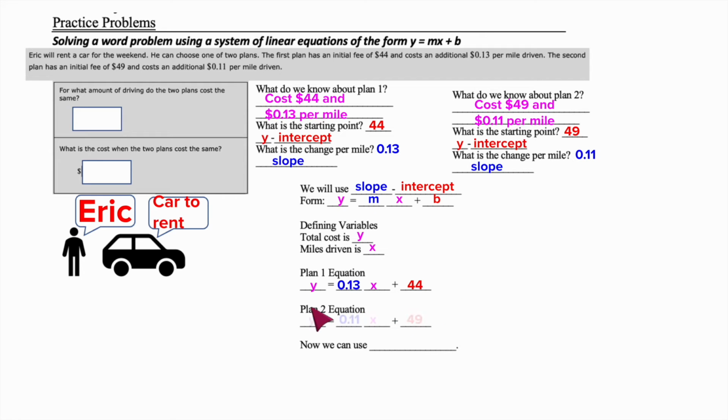All right, for the second one, now I have y equals 11 cents per mile. So I'm multiplying 11 by x, and I'm going to add the $49 initial fee because, again, that's his no matter what fee. He has to start at $49.